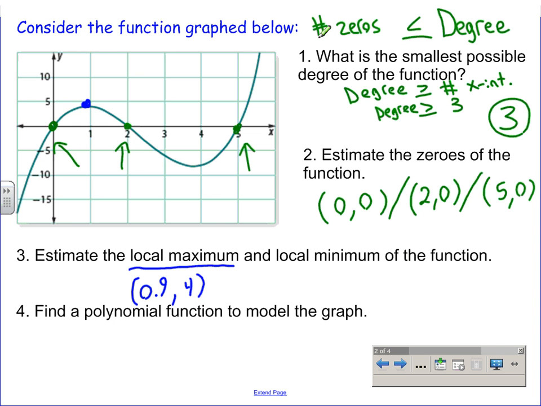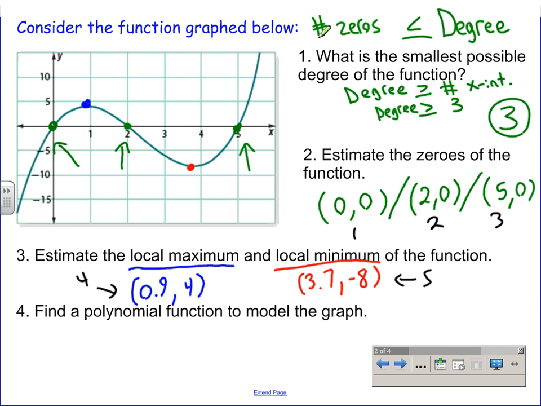Now the local minimum, that's going to be a valley. If I look at my graph for a valley, right there, let's call that (3.7, -8). And again, we're estimating because I'm not 100% sure about those points, but best estimation, that's what I come up with. Now, if I want to find a polynomial function to model the graph, I now have 1, 2, 3, 4, 5 points I can use to model this polynomial.